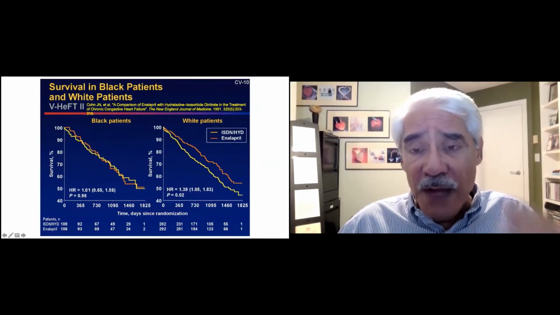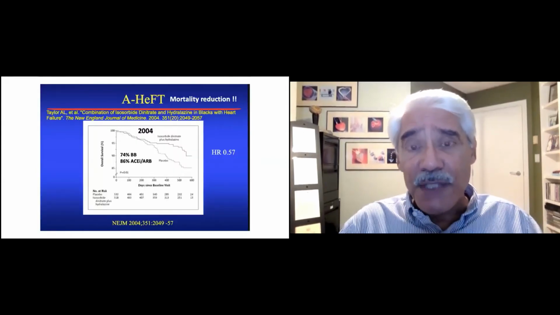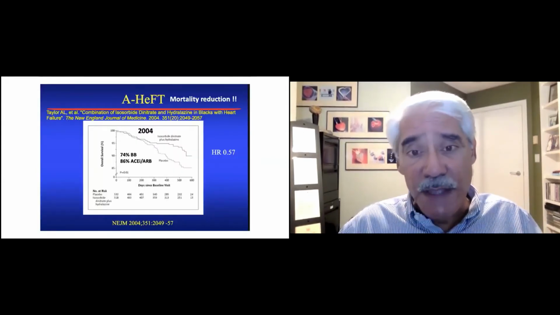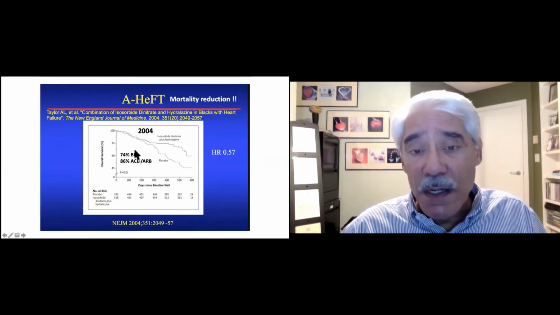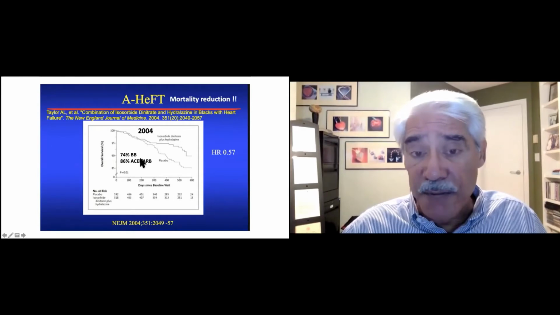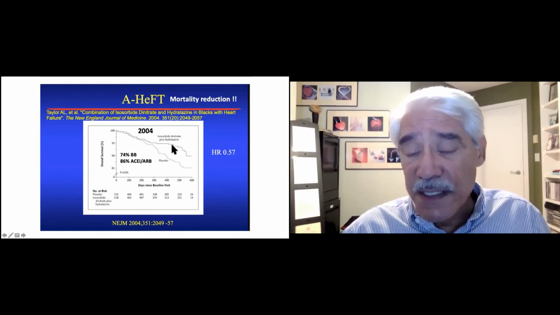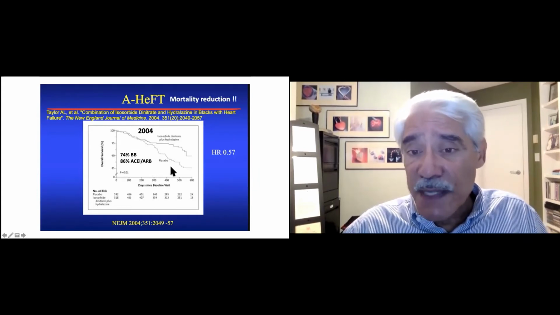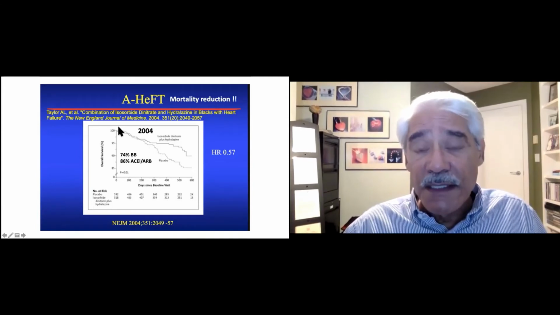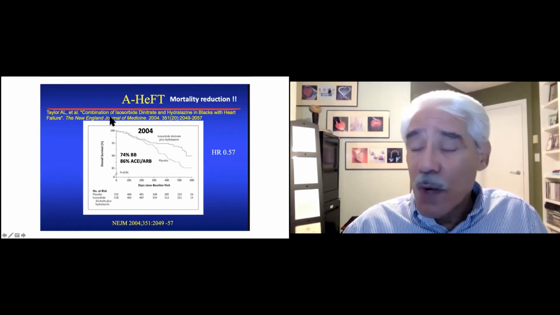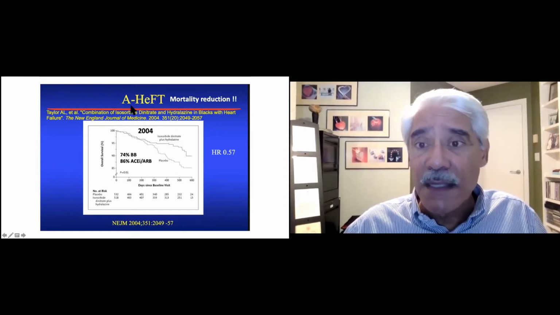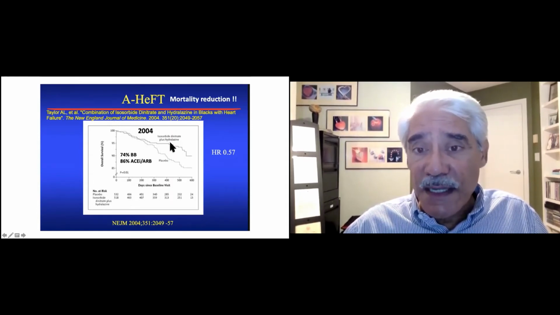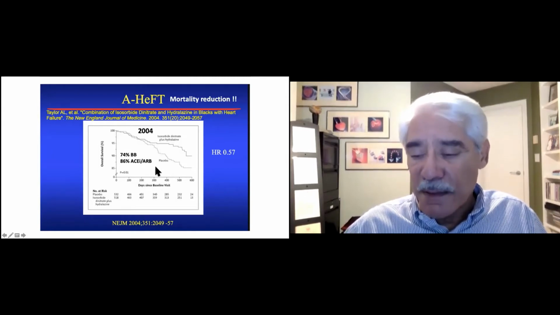So then we had to absolutely test this, and that was the A-HeFT study in the 2000s, where patients were being treated now with contemporary heart failure therapy, beta blockers, ACE inhibitors, or ARBs, and then were additionally given nitrate hydralazine combination or placebo. And you can see that all these patients in this study were African-American males. So this was a study done in Black patients. And you could see that the hydralazine isosorbide dinitrate combination further improved survival on top of contemporary good medical therapy.